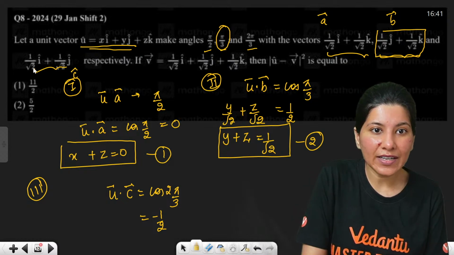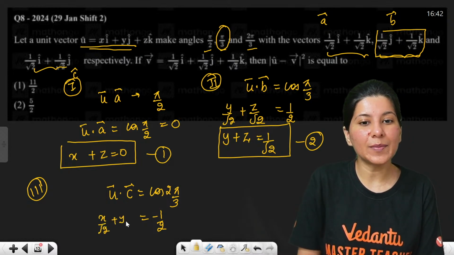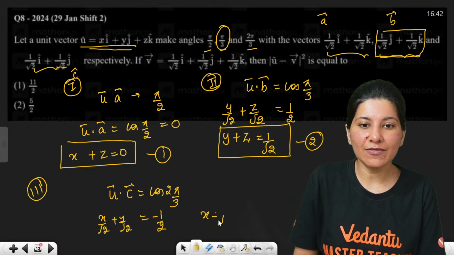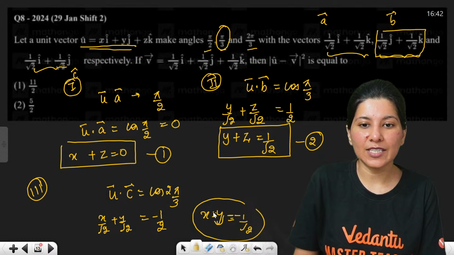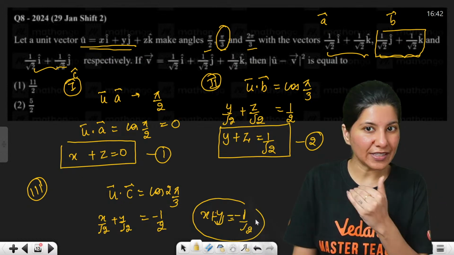So this time C vector has I and J. So X by root 2 plus Y by root 2. There will be no K cap, so no Z term, right? So X plus Y is equal to what? Minus 1 by root 2. 3 equations, 3 unknowns. X plus Y is minus 1 by root 2. You have to solve it and you are done.